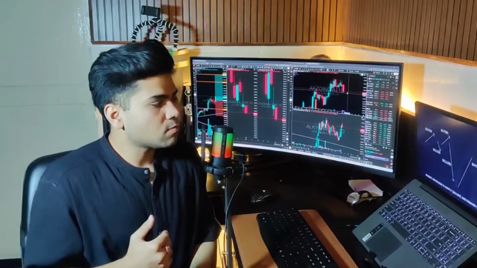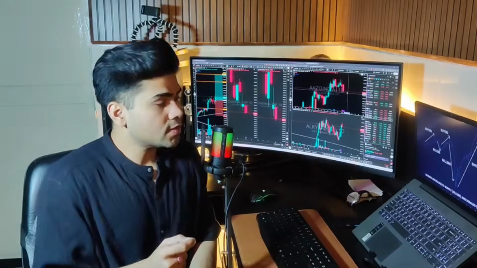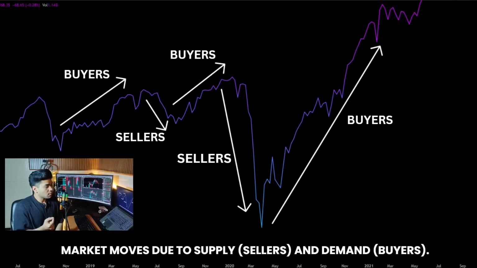Okay, so now we will move to a deeper concept that is known as how the market moves. Market moves due to the supply, which are known as sellers, and demand, which are known as cluster of buyers. So a lot of people who are buying in the market takes them to the top, and a lot of people who are selling the market takes it again to the correction phase, which we call a downside.